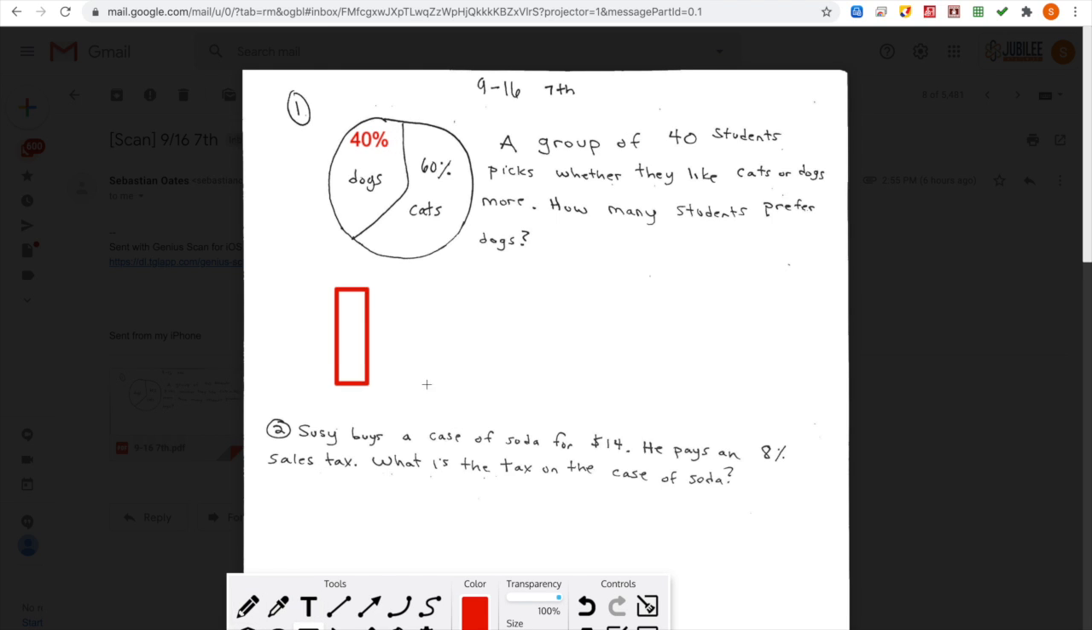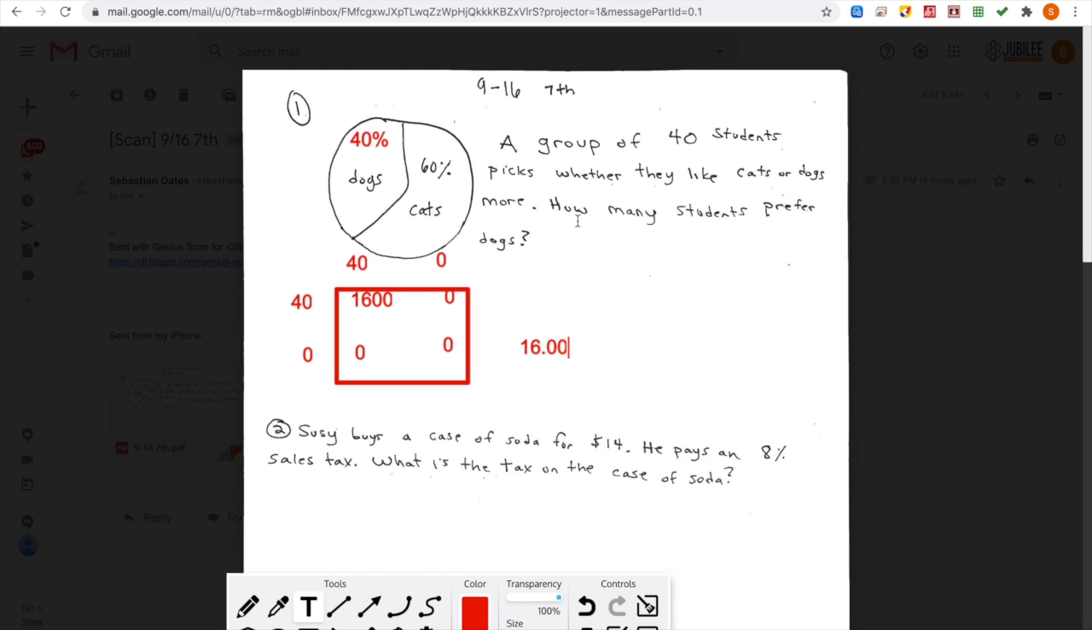So the way we're going to do that is I'm going to do the box. We're going to have 40 and 0, and then we're going to have 40 and 0. So I know here I'm going to have 0, 0, and 0. But right here I'm going to have 4 times 4, which is 16, and then 2 extra zeros. So what that's going to give me is 16. We have 2 numbers behind the decimal, and we get 16 students prefer dogs.